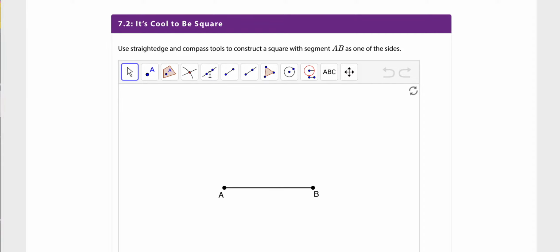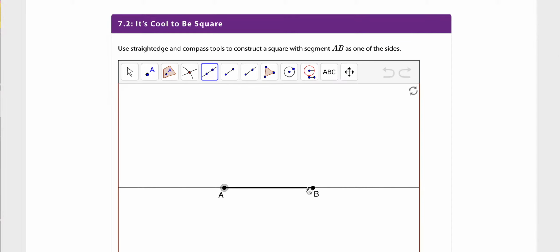But the first thing I'm going to do is extend line segment AB so that it's actually a line that goes on forever in both directions. Now, I think about a square as having 4 congruent sides and 4 right angles. Since we just made perpendicular lines in the last lesson, and those form right angles, I'm going to start with that concept. Since I know AB is supposed to be a side length, I'm going to figure out how to make a line through point A that is perpendicular to the existing line.